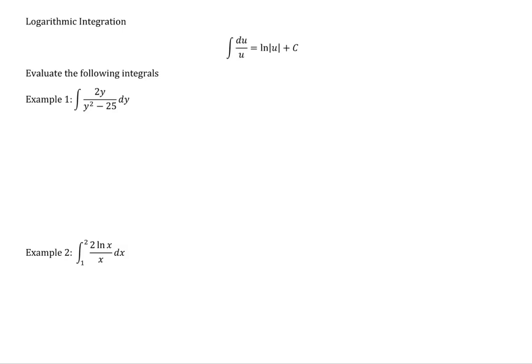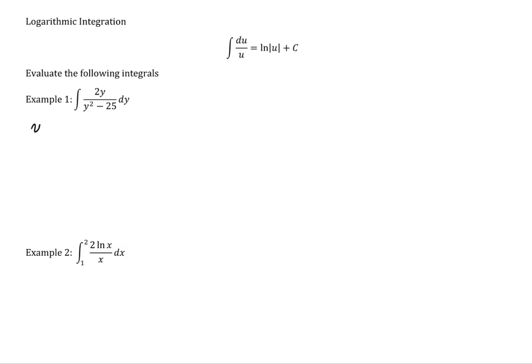So let's look at example 1. We have the integral of 2y over y squared minus 25 dy. We're integrating with respect to y here. We will be using u substitution. And after we go through the problem, I'll explain why we're doing it the way that we're doing it.